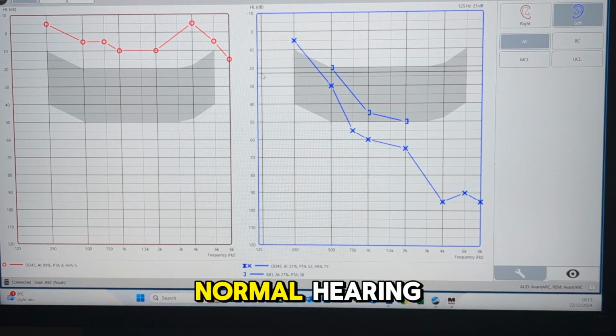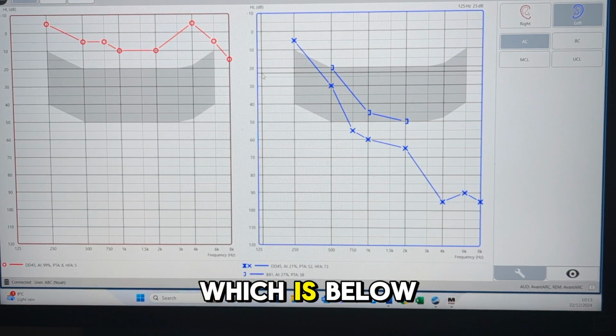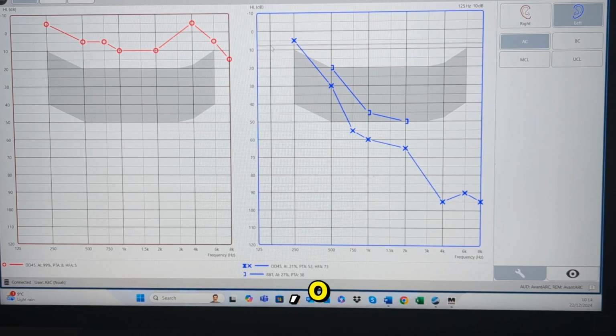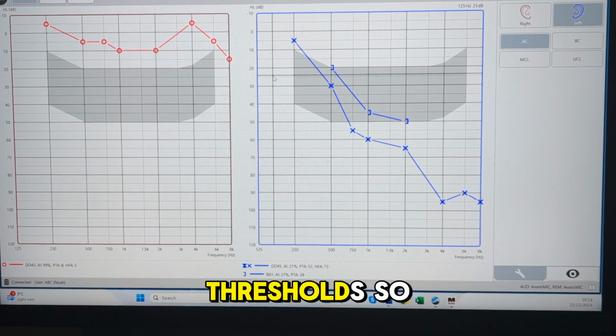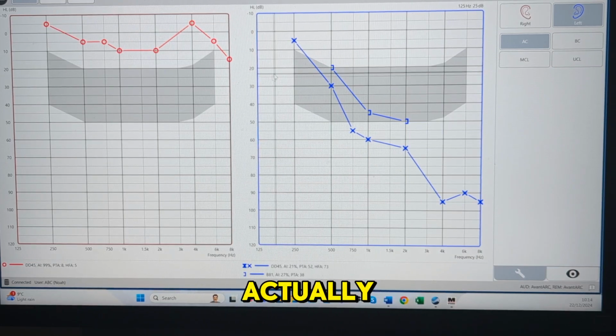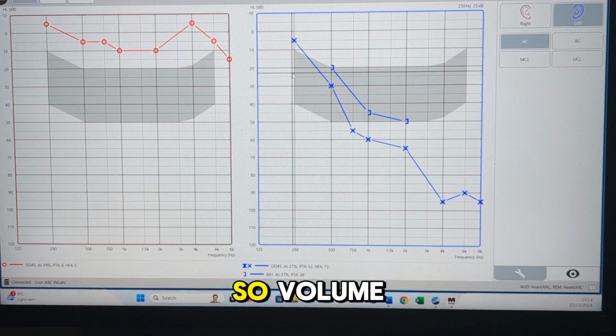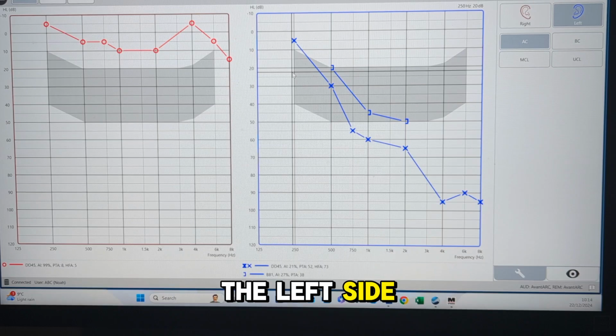Normal hearing thresholds are anything below 20. When I say below, less than 20 decibels, so 10, 0, 5, -5, all of that will be within the normal hearing threshold. So for the left ear, there is actually this point here at 250 hertz, which is within the normal range. So volume and audibility of the voice won't be a challenge on the left side, but certainly the clarity, the vowels will be missing.